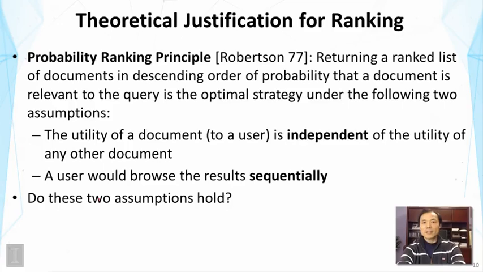But nevertheless, the probability ranking principle established a solid foundation for ranking as a primary task for search engines. And this has actually been the basis for a lot of research work in information retrieval. Many algorithms have been designed based on this principle, despite the assumptions not necessarily being true. And we can address this problem by doing post-processing of a ranked list, for example, to remove redundancy.